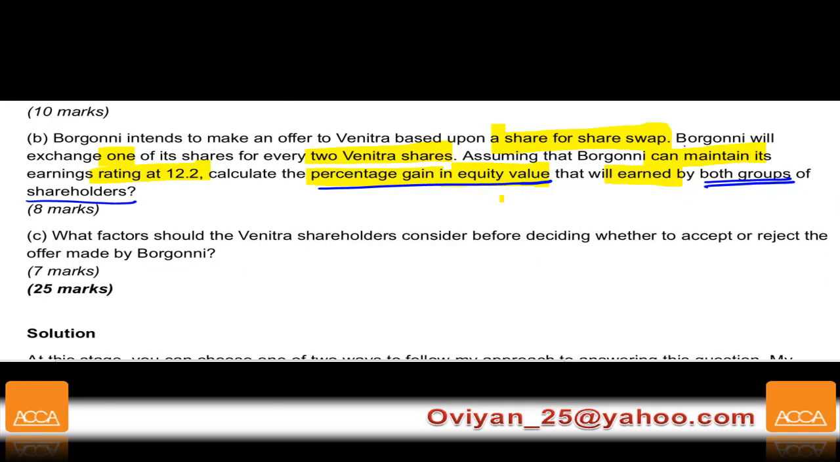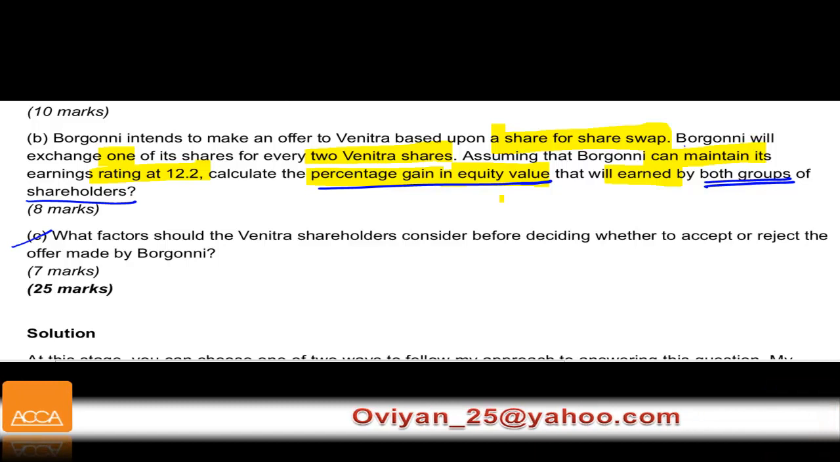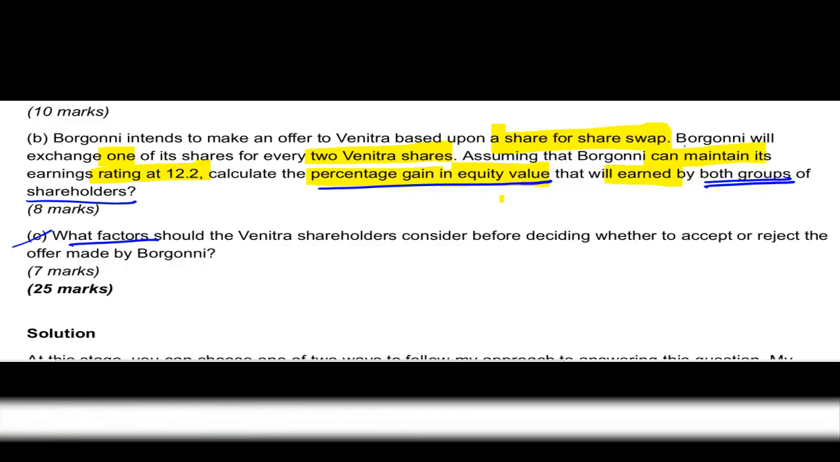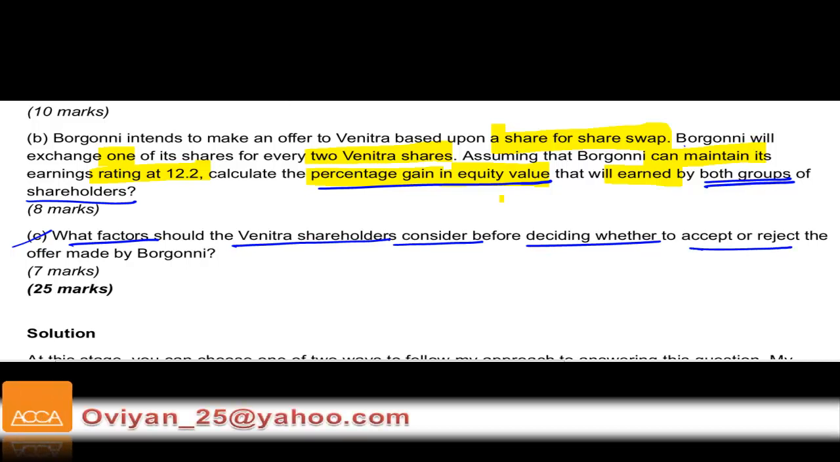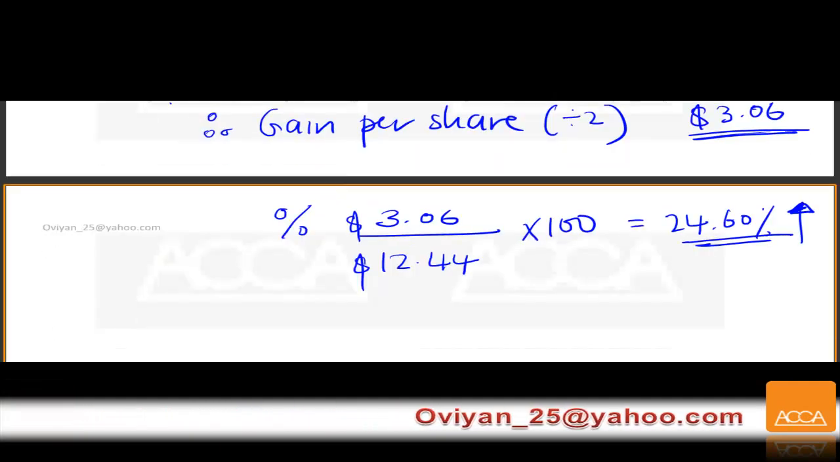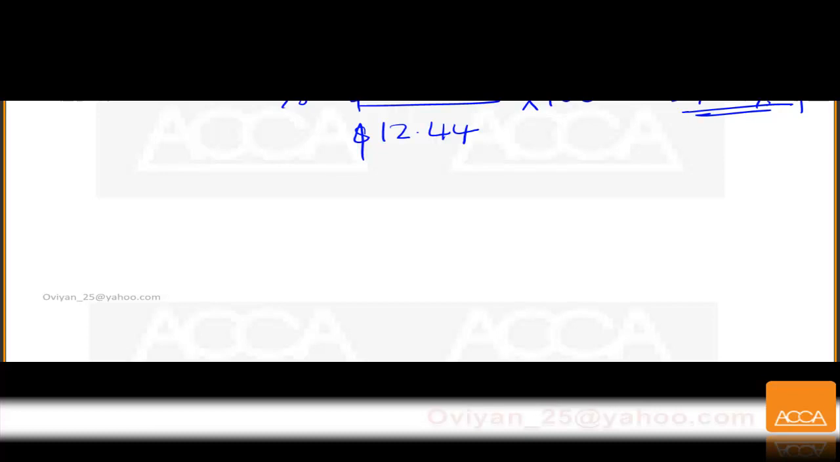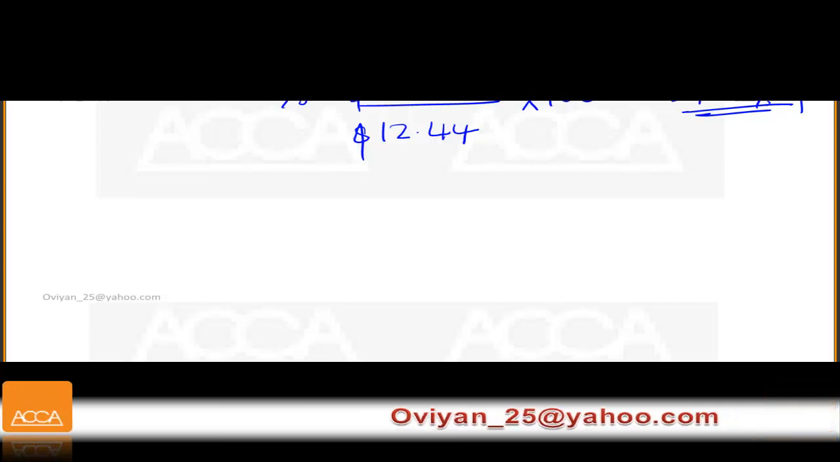Now, the next one is going to be part C of the question. Now, what factors should the Venitra shareholders consider before deciding whether to accept or reject the offer made by Bergoni, which is 7 marks? Will they accept? Will they be happy? Now let me give you in point forms. But at every point form, make sure you write the full sentence. Point forms and short paragraphs are allowed, provided it's in full sentences.